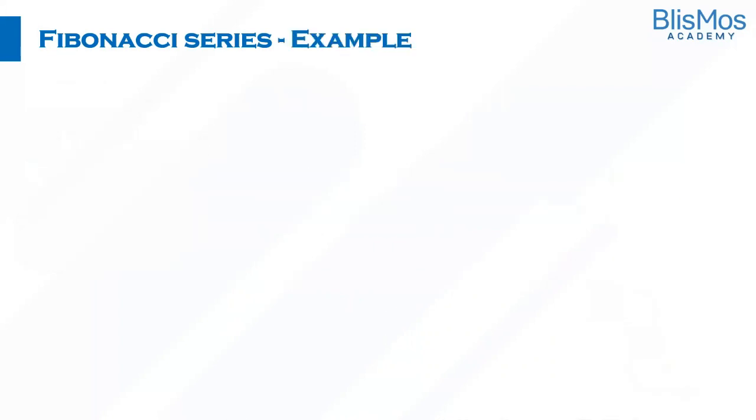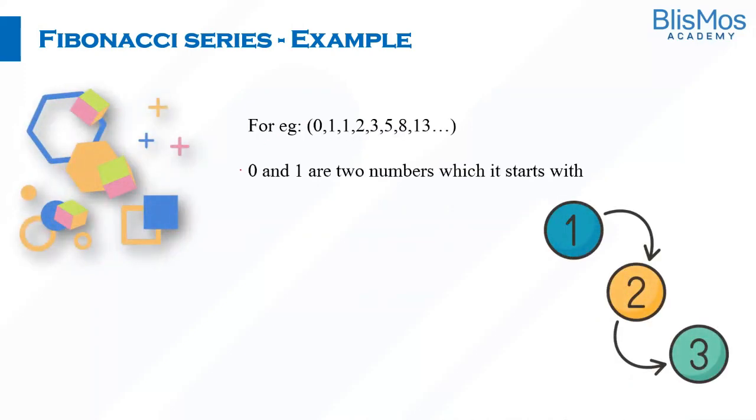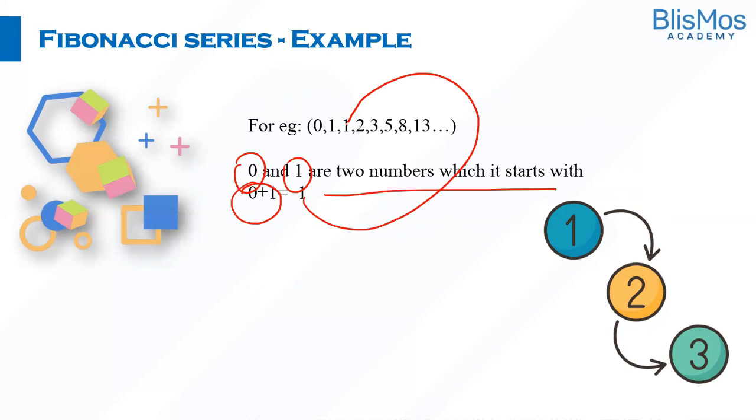It is better to understand the Fibonacci series with an example. Let us say 0 and 1 are the two numbers which it starts with. Then how do we get the next number? So the first numbers are 0 and 1. We have the next number as 1. Then the next number is 1 plus 1, that is 2. The next number is 3 because that is 1 plus 2.